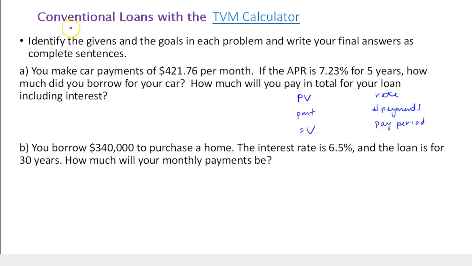In this video, we're going to look at conventional loans and solve using the TVM calculator. Identify the givens and the goals in each problem and write your final answers as complete sentences.